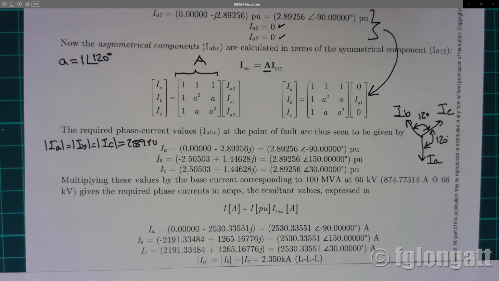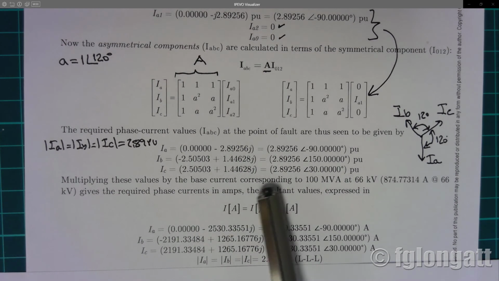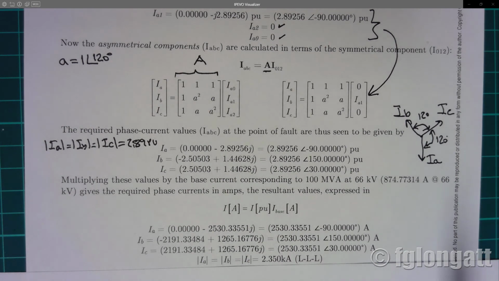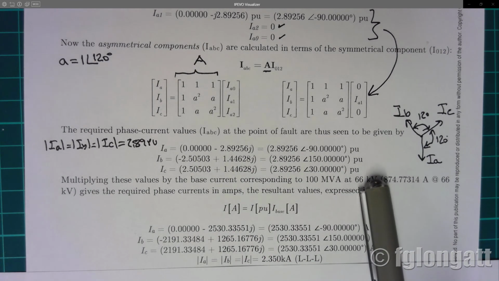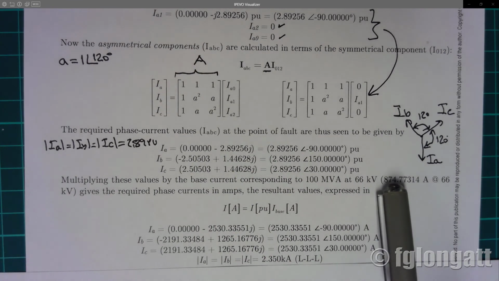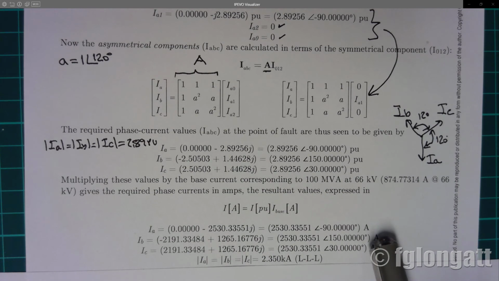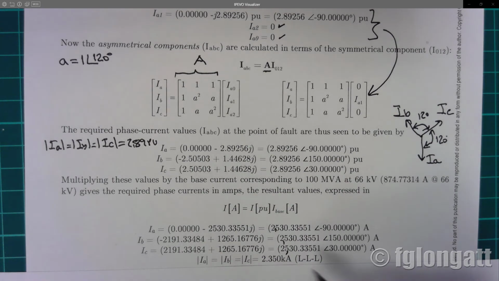Well, to obtain the real current in amps, what we need to do is multiply the per unit current by the base. And we know the base because we calculated before at 66 kV, the current base is 874 amps. We combine here in this equation and voila, we obtain here the three currents.